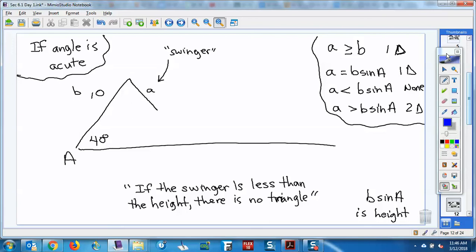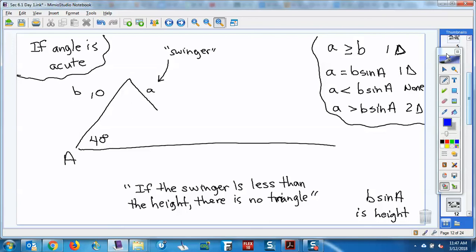Well, if that swinger A is less than the height, there's no triangle. It's just hanging out there, right? It can't fit. If that swinger A is equal to B sine A, if it is the height, that's the one where it just got long enough and it made 1 triangle. So if A is equal to B sine A, you got 1 triangle. And then if A is greater than B sine A, you're going to have two triangles. Okay?